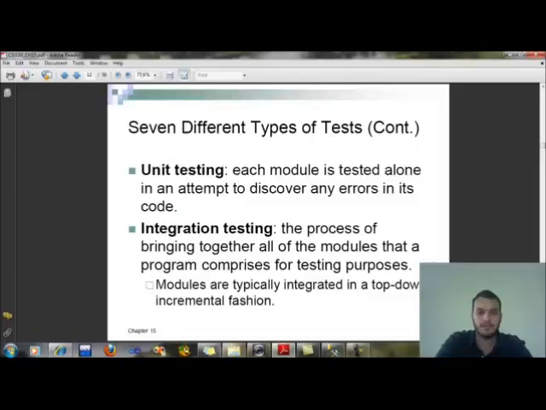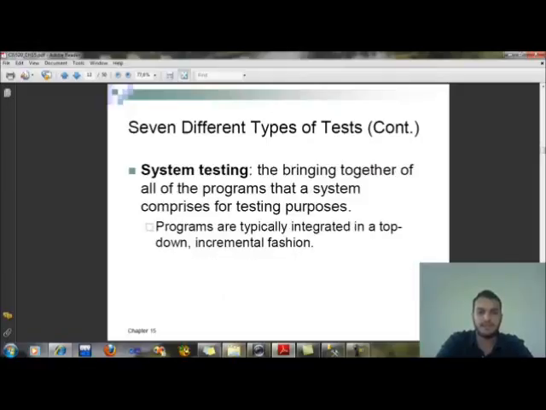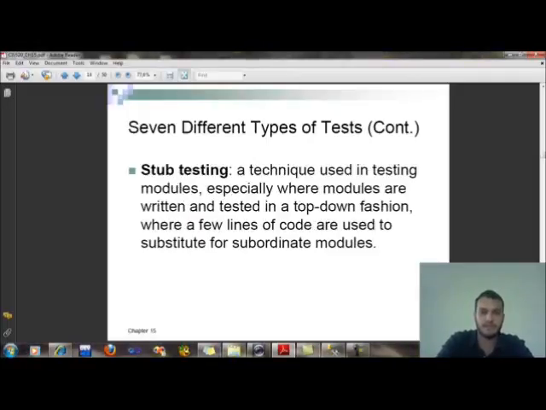What's integration testing? Integration testing is the process of bringing together all of the modules that a program comprises for testing purposes. Modules are typically integrated in a top-down incremental fashion. And what's system testing? System testing is the bringing together of all of the programs that a system comprises for testing purposes. Programs are typically integrated in a top-down incremental fashion.